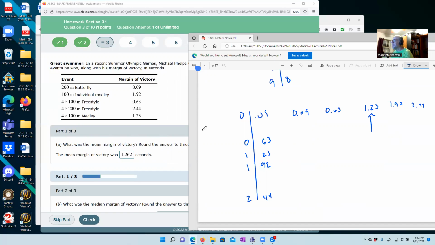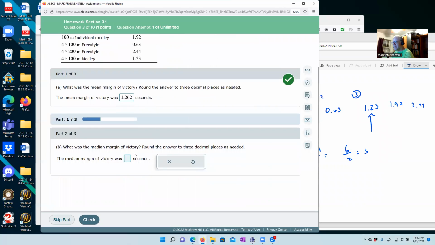Okay, so we want the median one. There's 1, 2, 3, 4, 5. So 5 plus 1 divided by 2. 5 plus 1 is 6. 6 over 2 is 3. So we want the thing in the 3rd position. That's the 1.23. That's how we get our median in this case. So margin of victory median, 1.23 seconds. And then cross our fingers and hopefully that'll work.